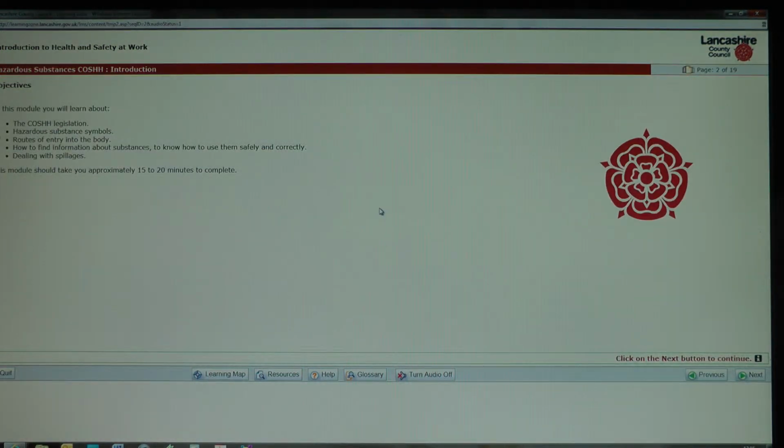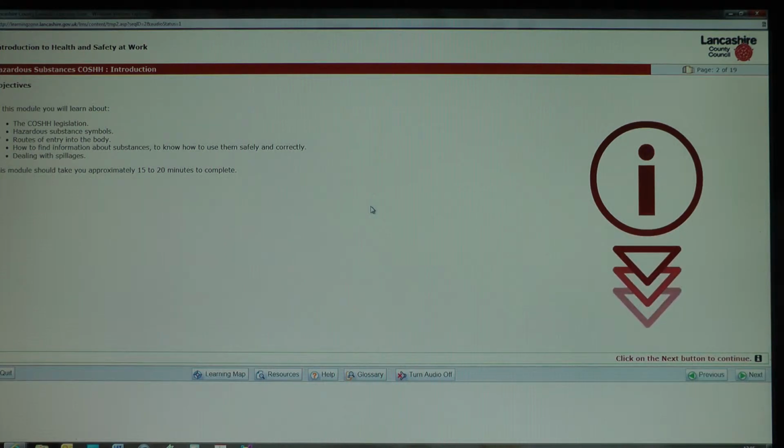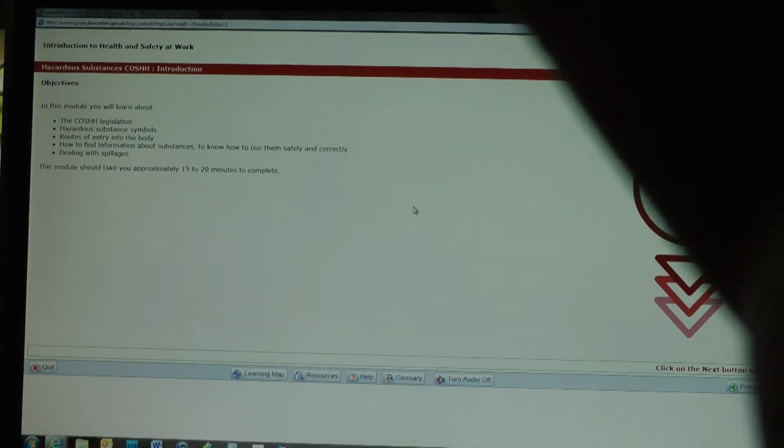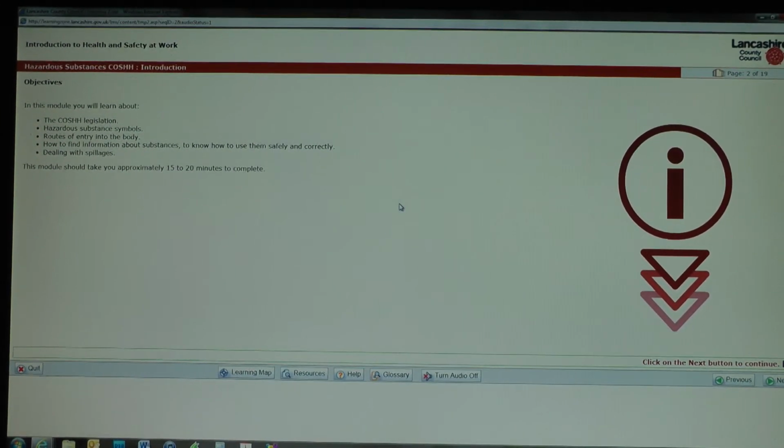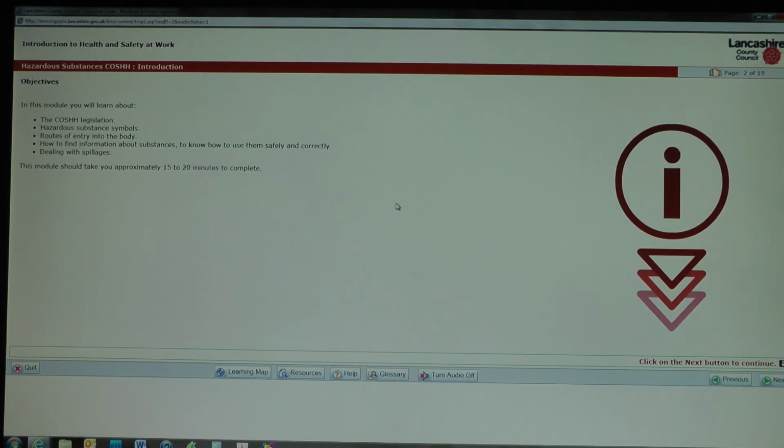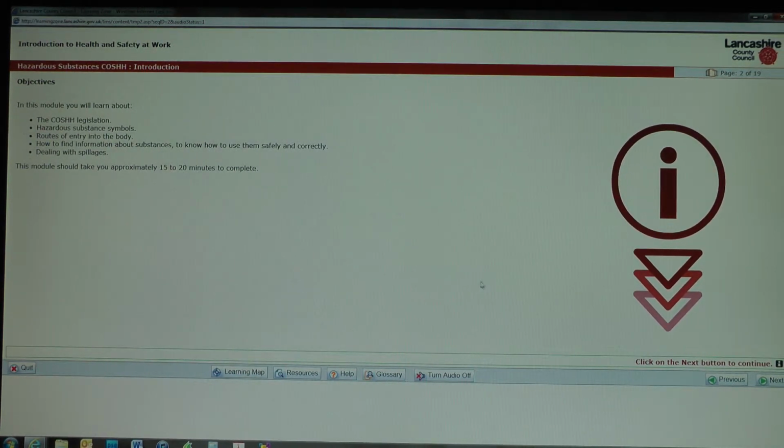Chemicals can affect both people and the environment. It is important, therefore, that there are controls in place to ensure they are used safely. In this module, we will take a look at the legislation concerning the control of hazardous substances and how to use them safely and correctly.